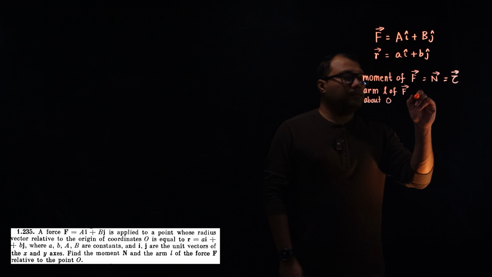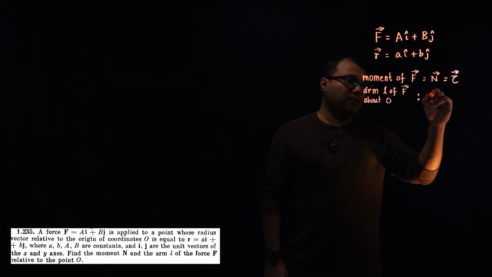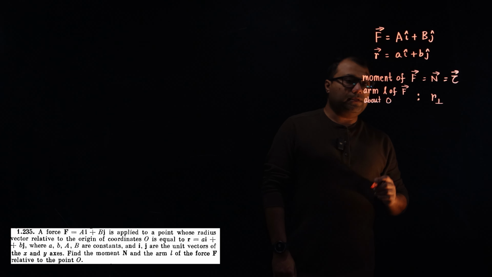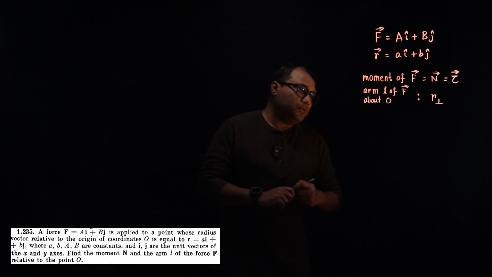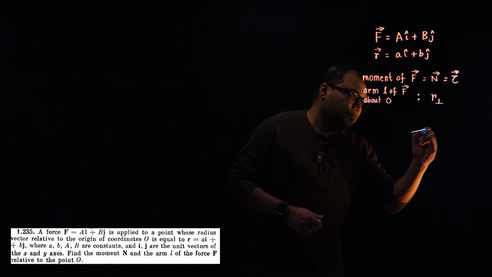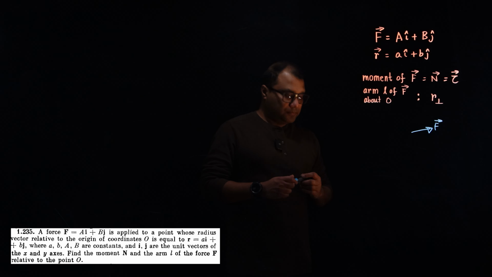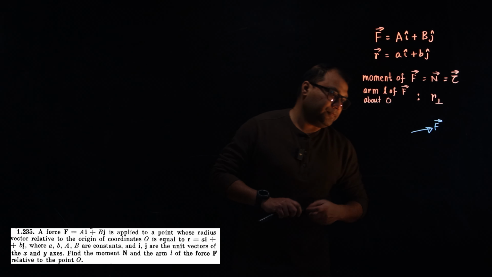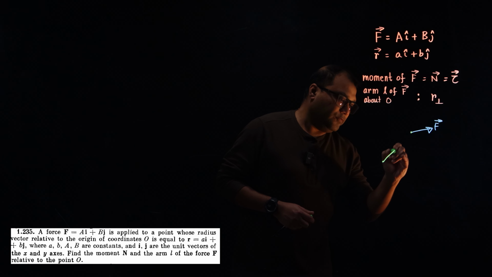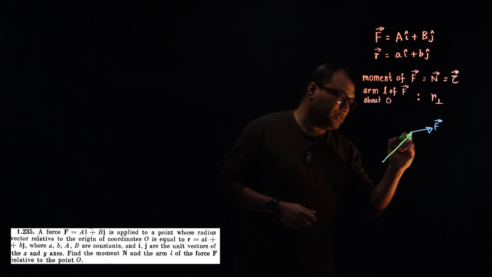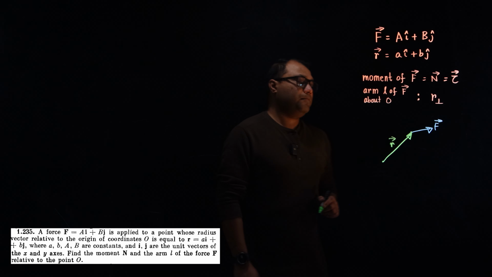What this means is the perpendicular component of the radius vector. What do I mean by that? If the force vector is this, and this is the origin, and the radius vector of the point on which this force vector is acting is r.